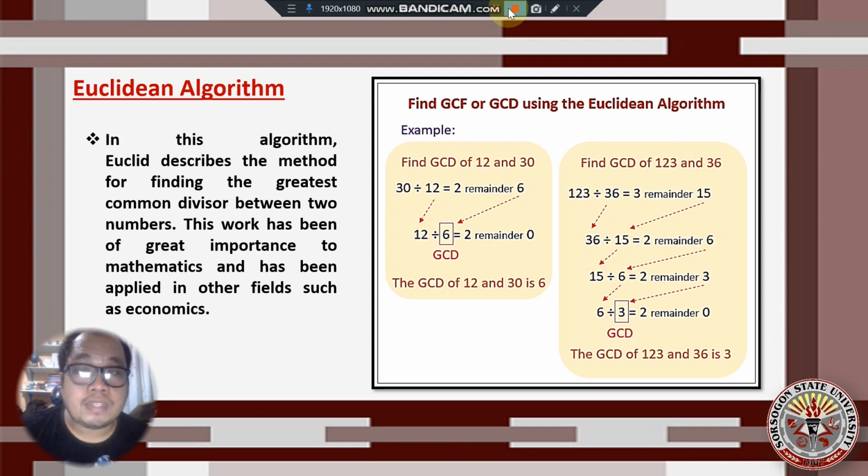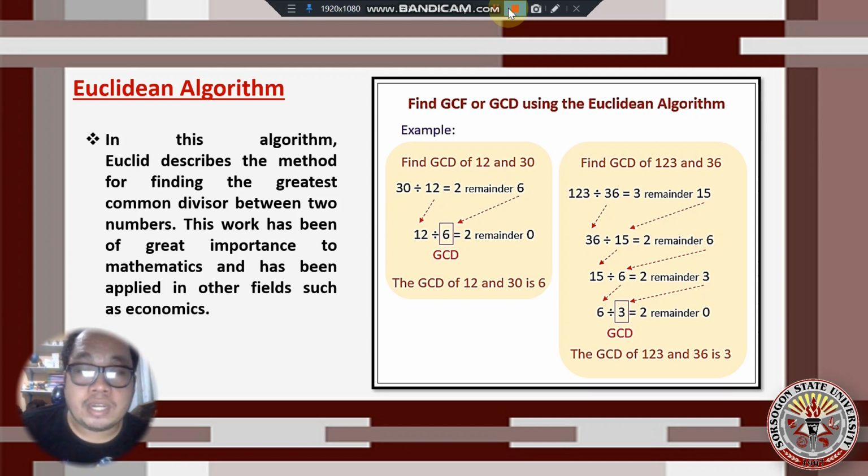Now, let's have the second example. Find the greatest common divisor of 123 and 36. So dividing 123 by 36, that results to 3, remainder 15. Then 36 will be divided by 15, and that results to 2, remainder 6.